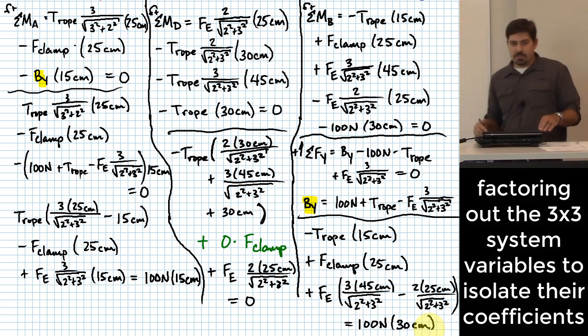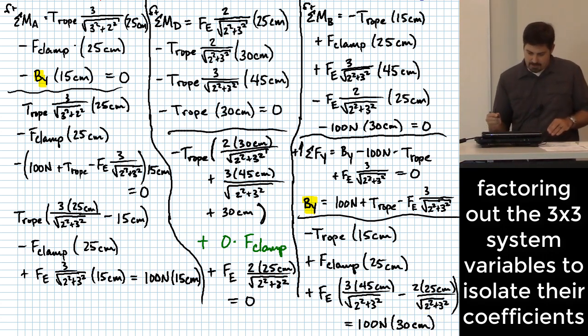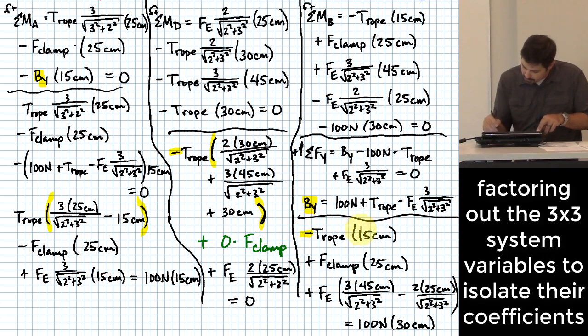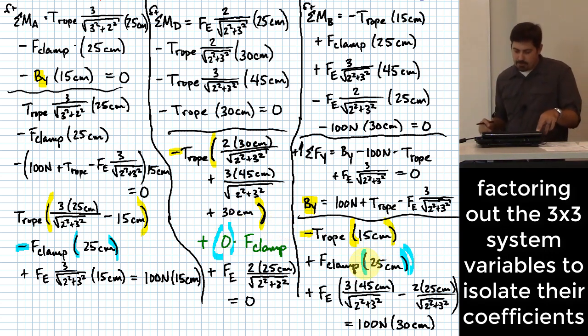Okay, now to just really drive this home, let me show you this. Here's what I've done. Okay, there, there, including the little minus sign, and here, including the little minus sign, those are the coefficients that I have of T rope, right? Here, including the minus sign, here, and here are the, excuse me, I should really do this not with the variable in there, right? Here, those are the coefficients of F clamp.